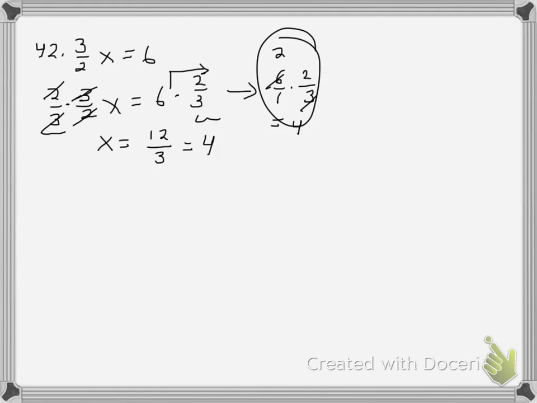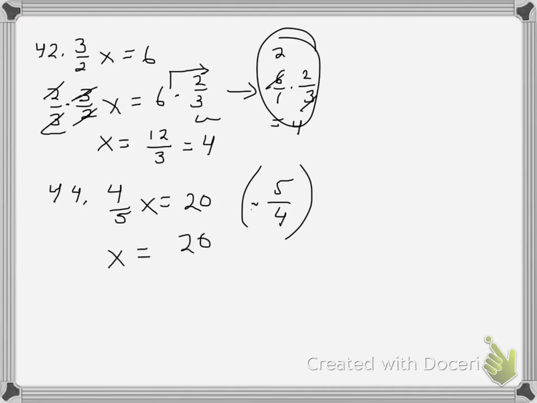Number 44, another example, 4/5 x equals 20. If I'm thinking it in my head, I want to multiply by 5/4. And so on my next line would look like this. X equals 20 over 1 times 5 over 4. Divide 4 into 20, 5 times. That's a 5. 5 times 5, and x equals 5 times 5, or 25.